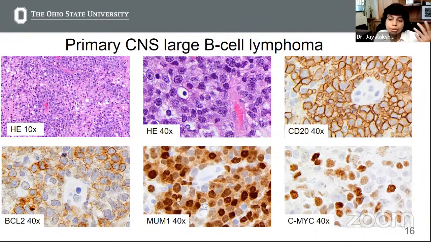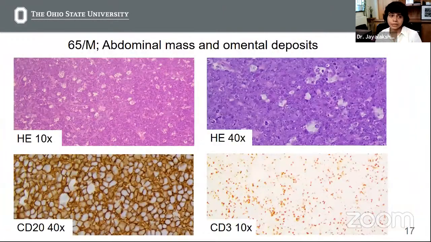Now let's move on to the next case. This is an abdominal mass from a 65-year-old male. This patient presented with multiple abdominal masses and omental deposits. So obviously the clinical thought was this is a colon cancer or something like that. And here, let's pay attention to the morphology, right?